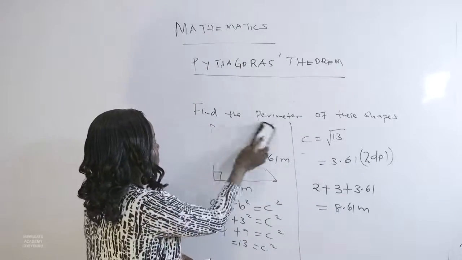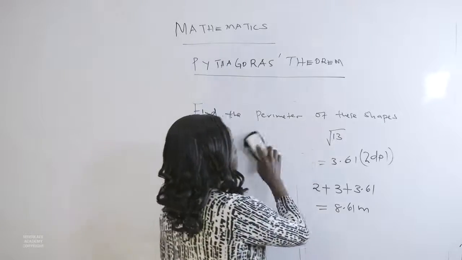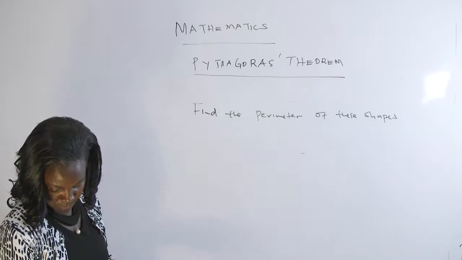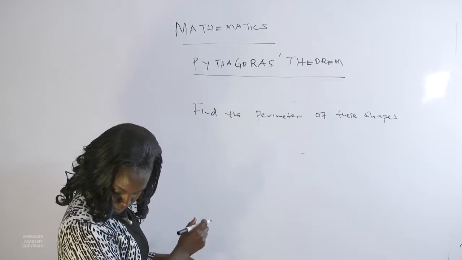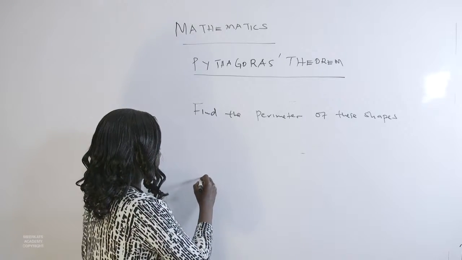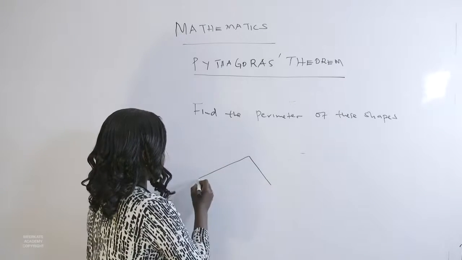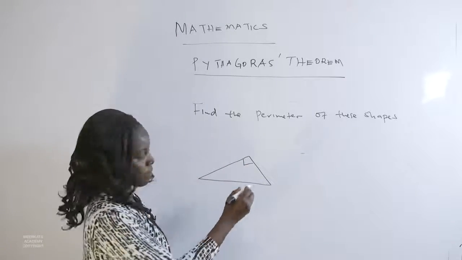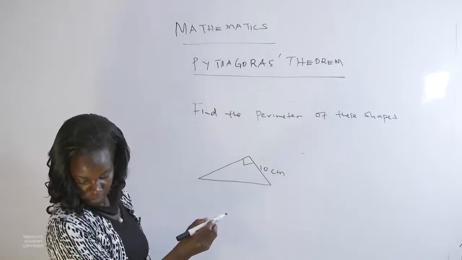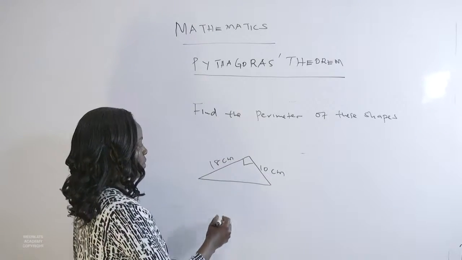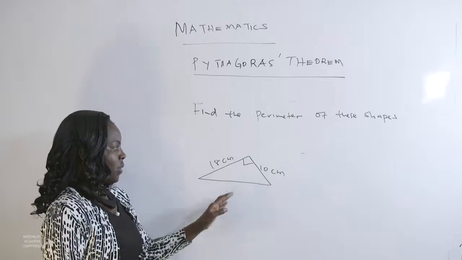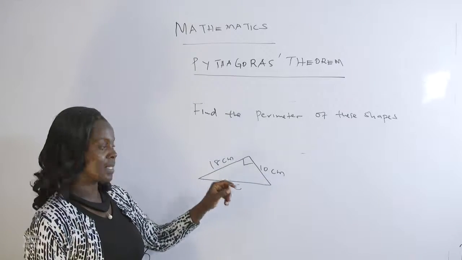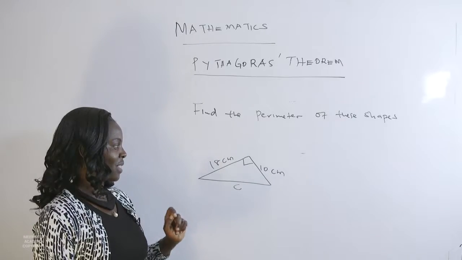Let's look at another example. So again, we have a side that is missing. This side is 18, this is 10 centimeters, but this side is also missing. But we are asked to find the perimeter.